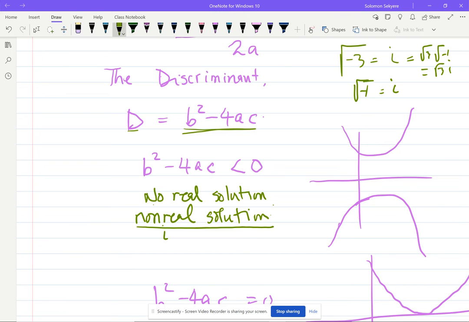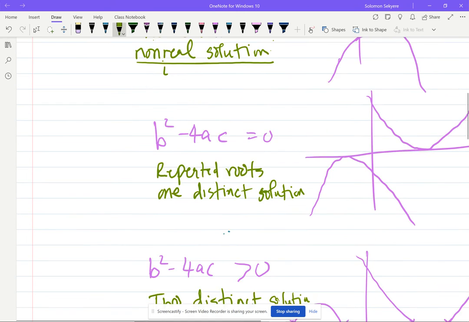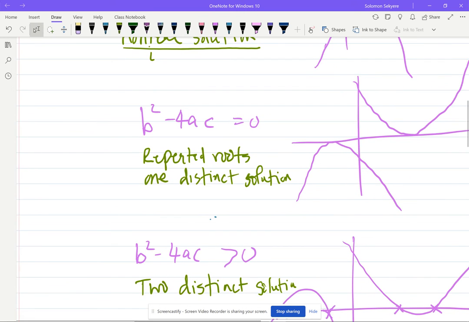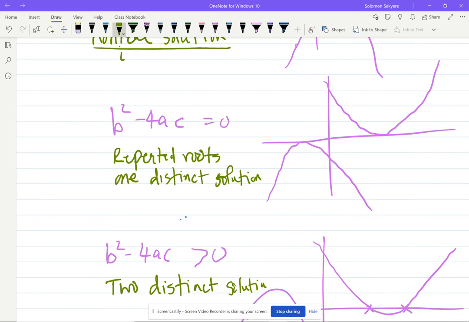And what does it mean? Remember, the solutions to a quadratic equation are just the x-intercepts. So if it's got no solution, that means the graph is hanging somewhere. It does not cross the x-axis. That's what it means.